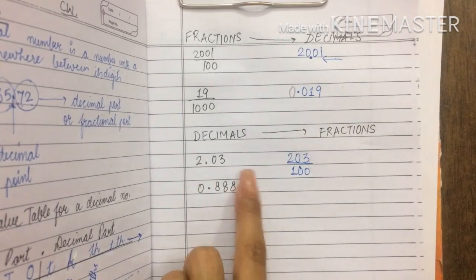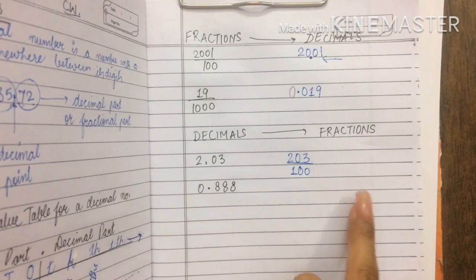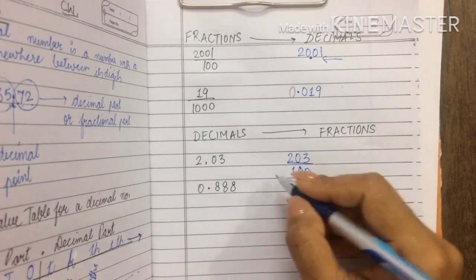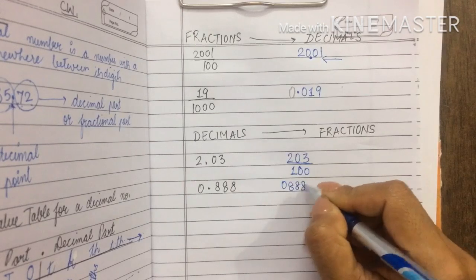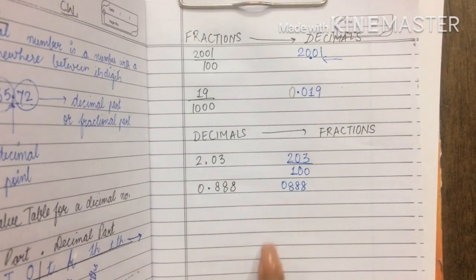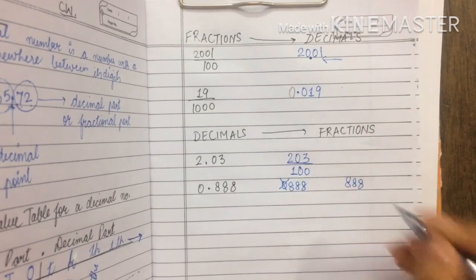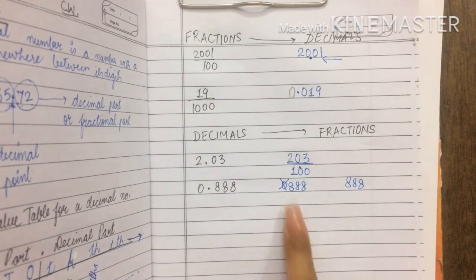Again, what you want to do is to make a decimal number as a fraction, you keep this number without the point. So without the point, this is 0888. This 0 could be ignored if you want, because it has no value. So this could be simply 888. So you have obtained the numerator.